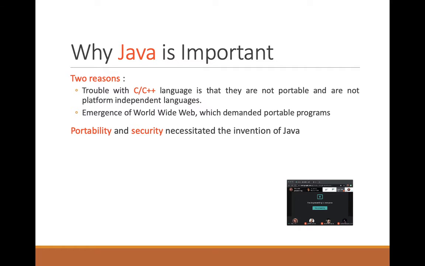Why is Java important? So there are two reasons na bakit important ang Java, no? So trouble with C and C++ language is that they are not portable and not platform independent languages. And emergence of World Wide Web which demanded portable programs. So, bakit daw Java, no? Kasi yung C++ at saka C language is dependent sa platform. So si Java kasi is hindi siya dependent sa platform. When we say platform is ito yung OS natin, yung Windows, Mac at saka Linux. So si Java is pwede siyang gumana sa all platforms. Then C++ at saka sa C language is dependent doon sa platforms na yon.